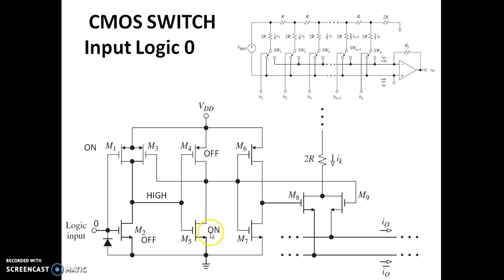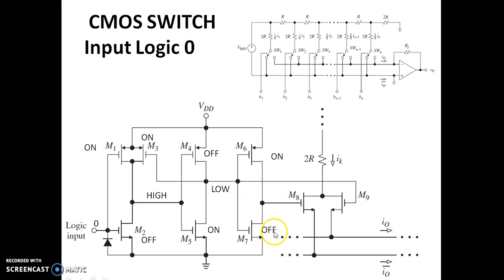Since this is high, M5 is on, M4 is off. Since M5 is on, this is off. The voltage at this inverter happens to be low now. Since this is low, it is connected to this M3. So this low will make this transistor also on, so that you'll still have a high voltage here. Once this is low, as you can see, this low is applied to this M7. So M7 will also be off. You can see now this is off.